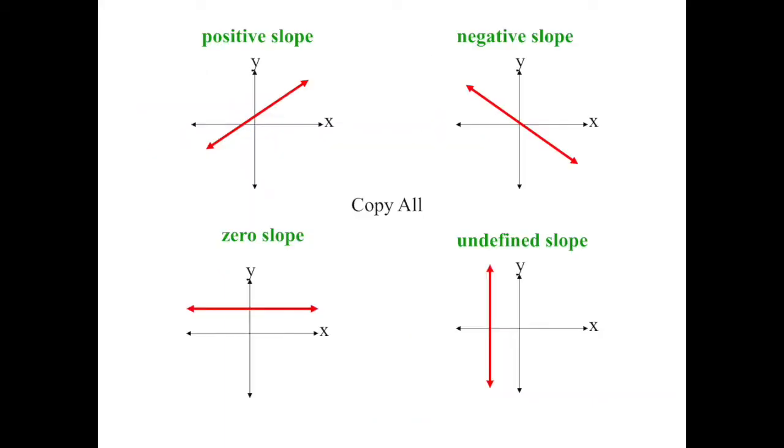A positive slope means that the graph is increasing as it goes from left to right. A negative slope means that the graph is decreasing as it goes from left to right. Zero slope is a horizontal line, and an undefined slope is a vertical line.